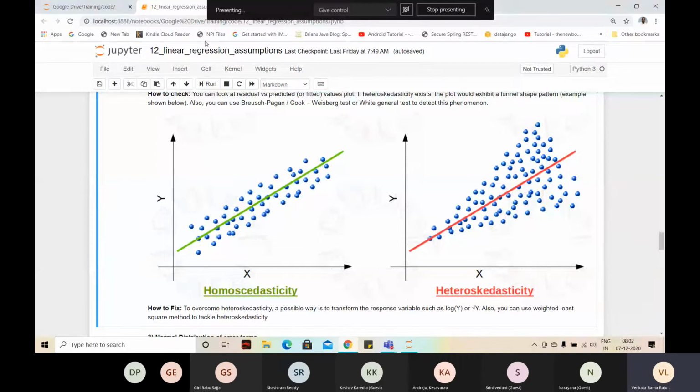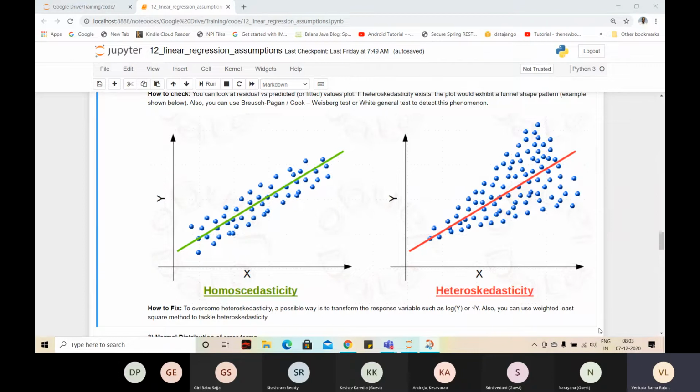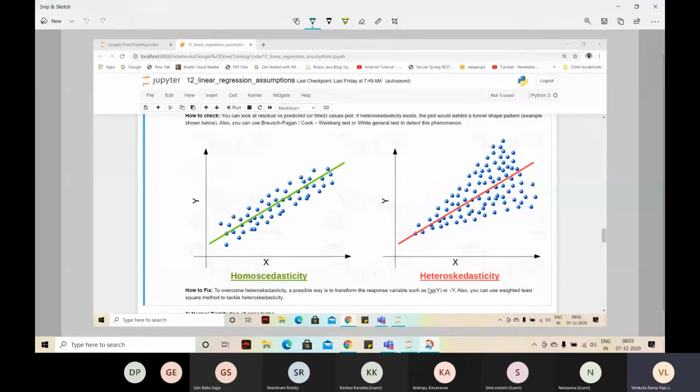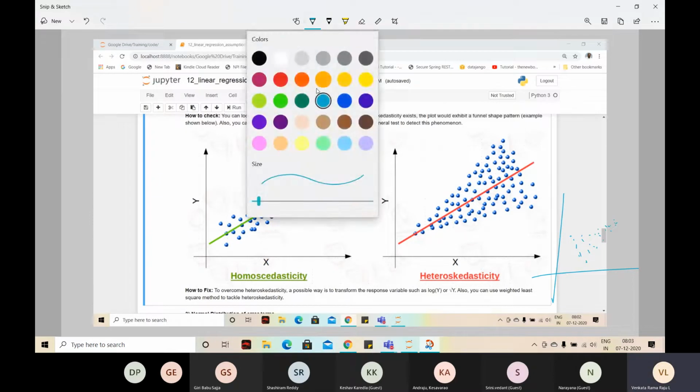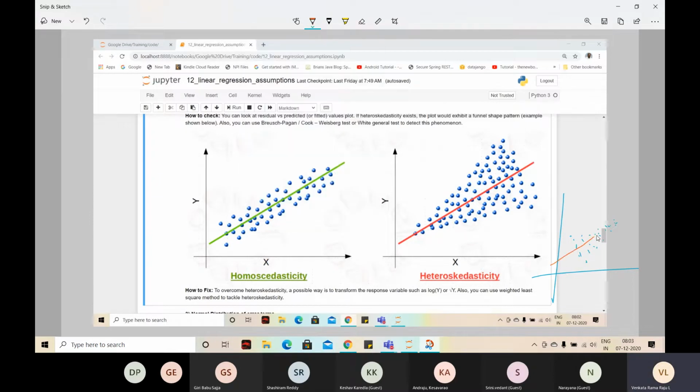Why is this not going up? Let me take a screenshot. If this funnel is in the opposite direction, like this, and your fitted line is like that, what do you say then? This is also heteroskedasticity only. Okay, but it is in the opposite direction.